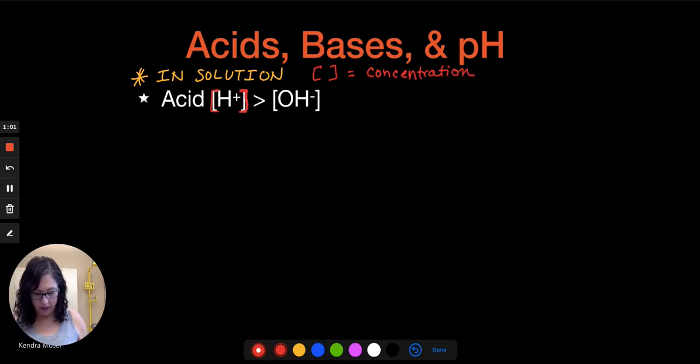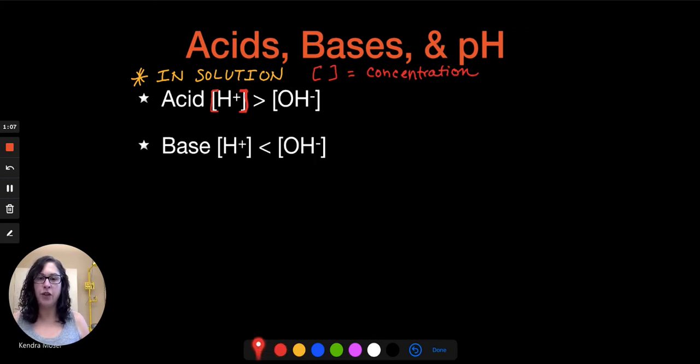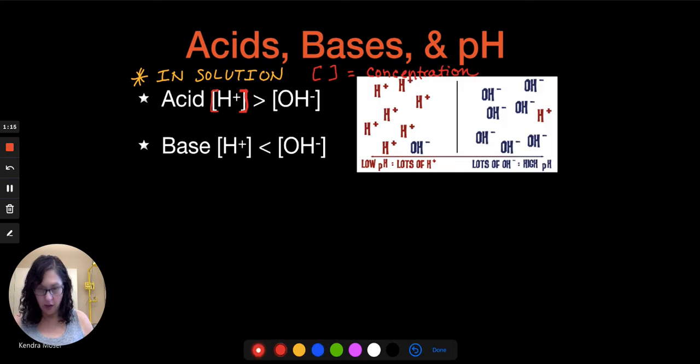A base then is actually the opposite of that, where the concentration of hydroxide ions is greater than that of the hydrogen ions. And so we have a little diagram here. On the left-hand side, we see that this is an acid. There's more hydrogens than there are hydroxides, and then on the right-hand side this would be representative of a base, and so this is just a way of modeling that.